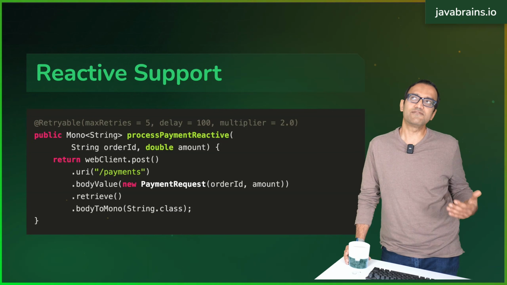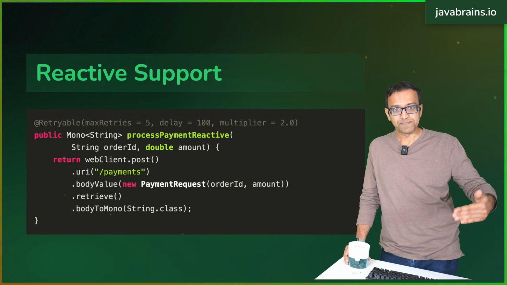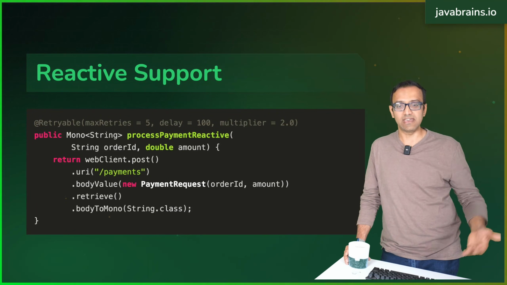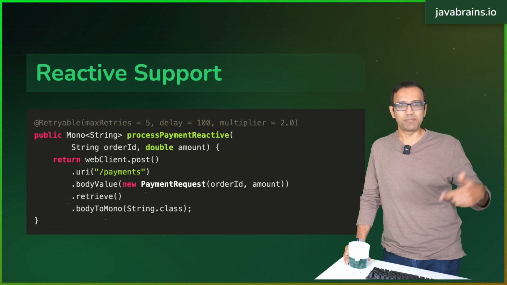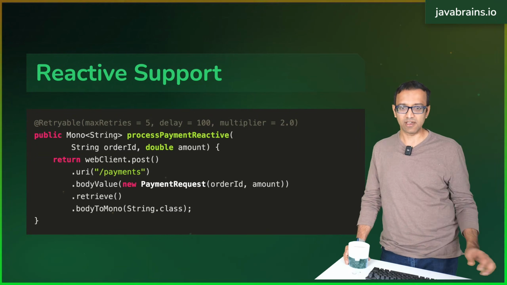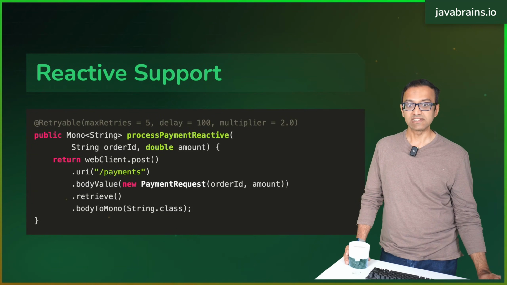With reactive, it's decorating the reactive pipeline with the retry operations in the reactive way. With the normal way, it's probably using some kind of imperative code logic. With the reactive way, it's using the retry operators. But all you need to know is that it works exactly the same way.